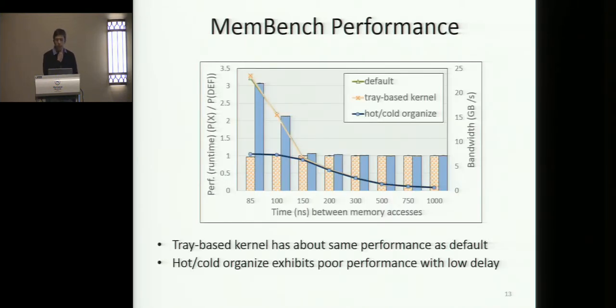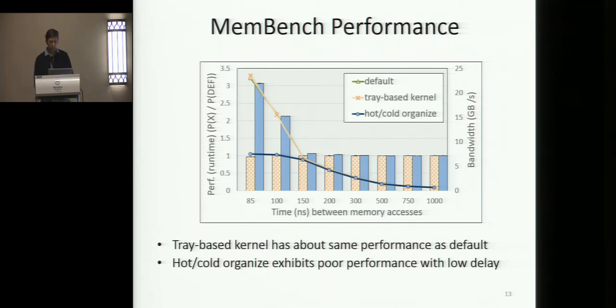So this figure shows the results of these experiments with the 3 configurations. Along the x-axis, we plot the delay between memory accesses in nanoseconds. And on the left y-axis, we plot bars that show the relative performance of the tray-based kernel configuration and the hot-cold organized configurations compared to the default. So the tray-based kernel is shown as a patterned orange bar, and the hot-cold organized is shown as a solid blue bar. Also, the results are shown as a ratio of the configuration's execution time relative to default, so higher bars mean worse performance.